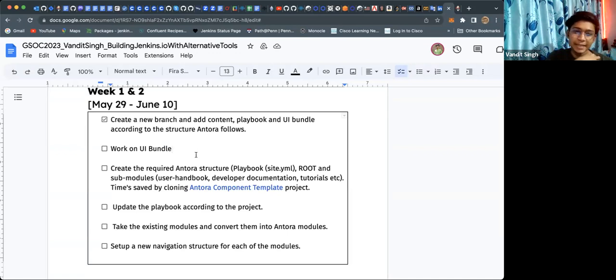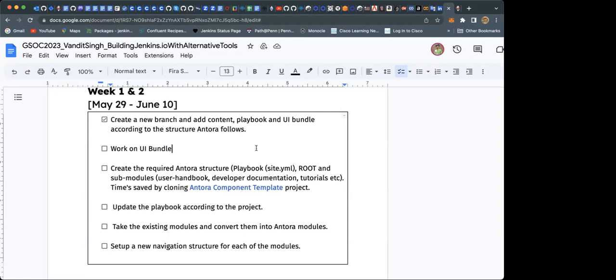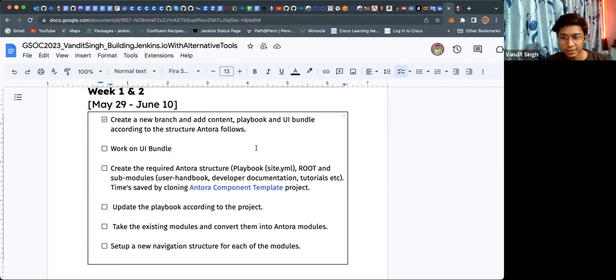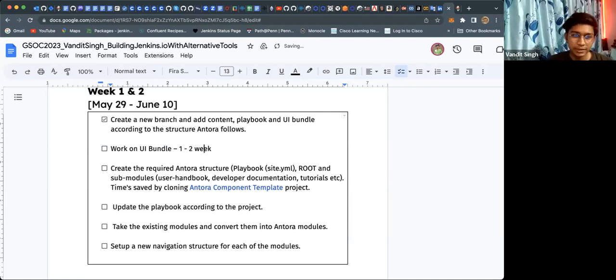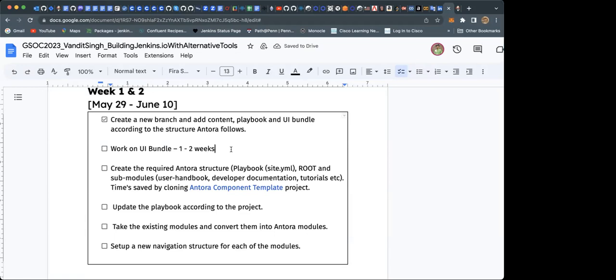It will take less time, but I'll have to check that it is working on every page. The more time I use will be on checking things, because there are lots of pages in the documentation. Okay, sure. So the UI bundle will take around 1 week. Yeah, around 1 week. I'll say 1 to 2 weeks, just to be on the safer side, in case you get stuck on anything, because you never know. Okay, so let's just focus on weeks 1 and 2.